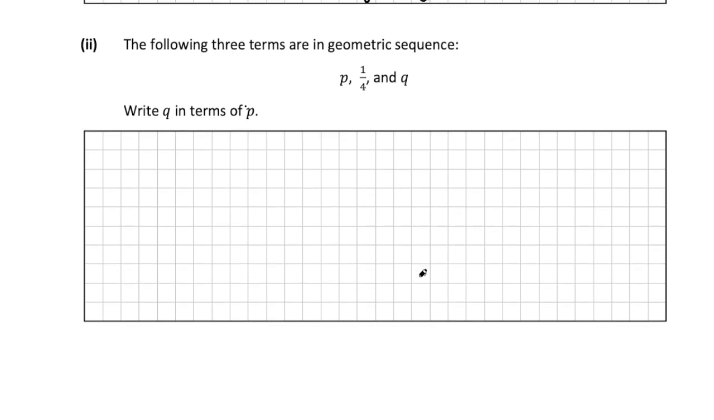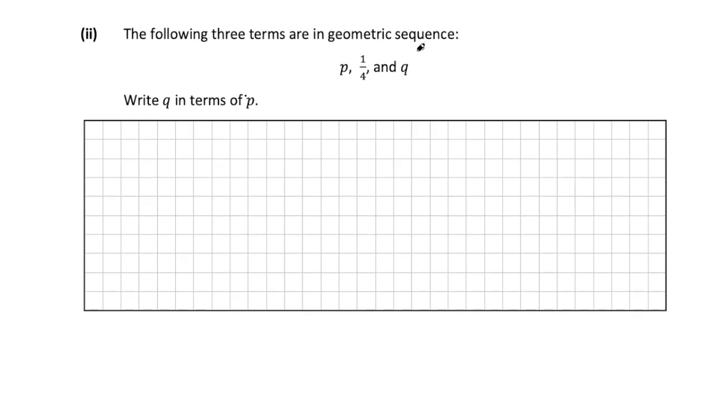Right, the next one, the following three terms are in a geometric sequence. And again, it's write Q in terms of P. So I'm going to have my formula for that. It has a common ratio, which means that term 2 divided by term 1 will be equal to term 3 divided by term 2. Now I'm going to fill it in. Term 2 is 1/4 all over term 1, which is P, which will be equal to term 3, which is Q, all over term 2, which is 1/4.